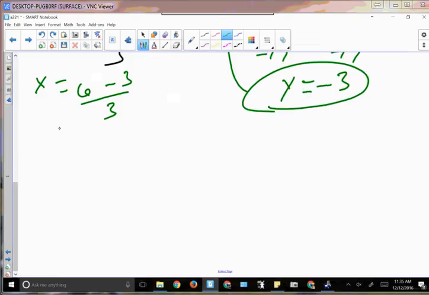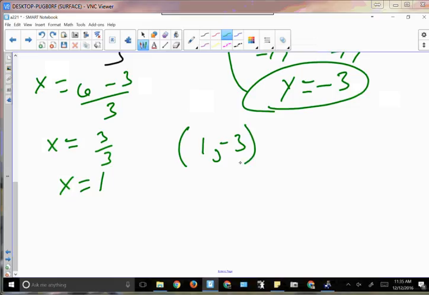So that gives me, let's see, x is going to be equal to, oh, that'd be 3 over 3, so x is equal to 1. So that means the answer for this one is going to be 1 comma negative 3.